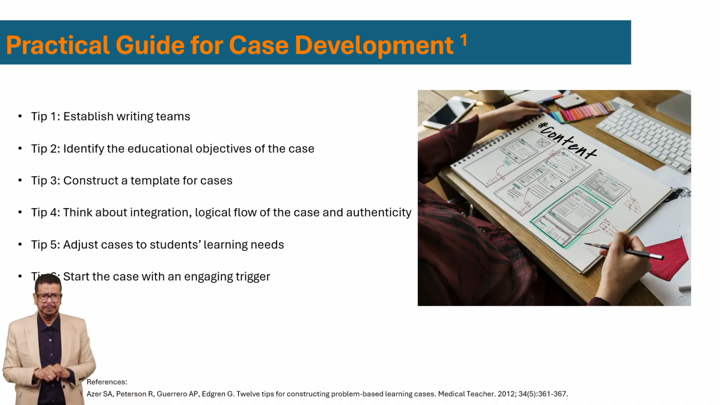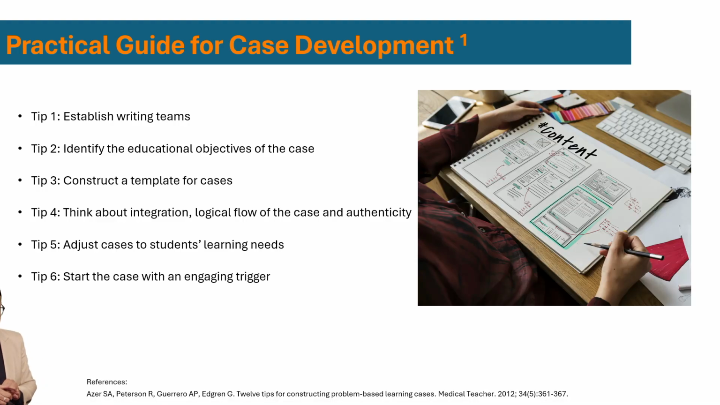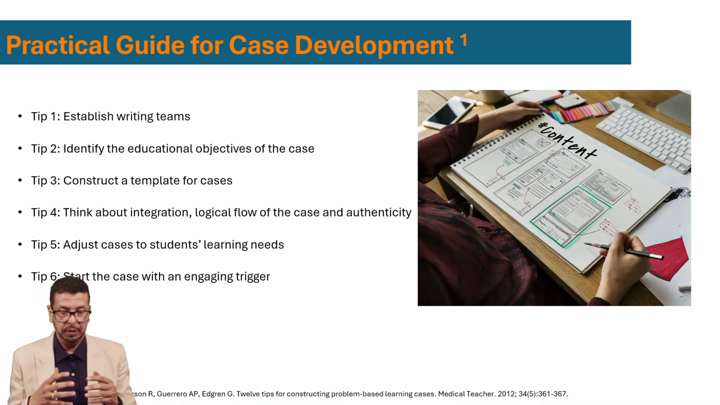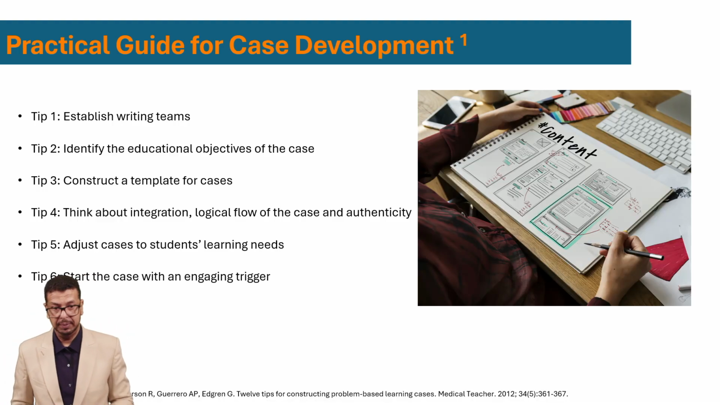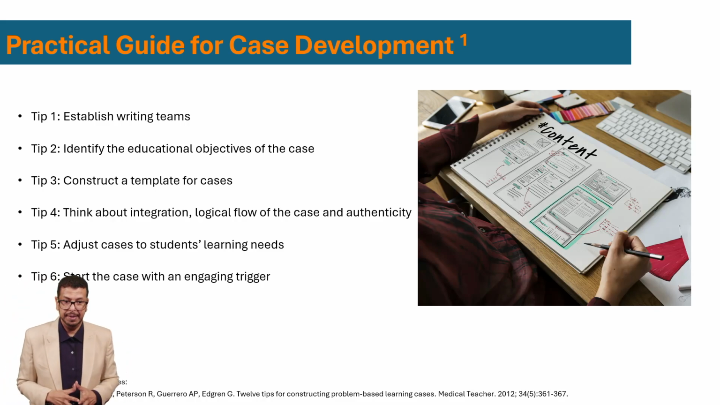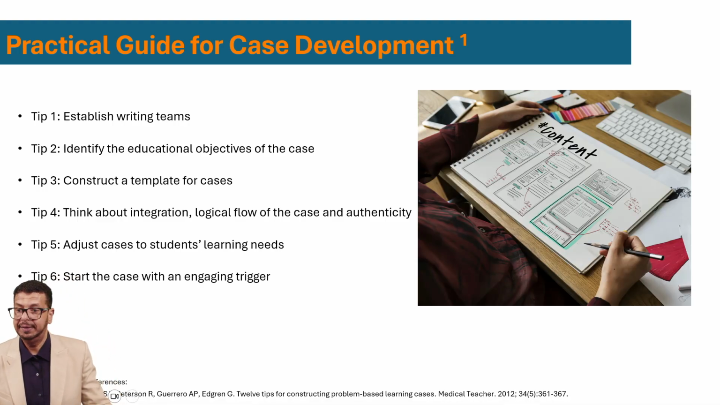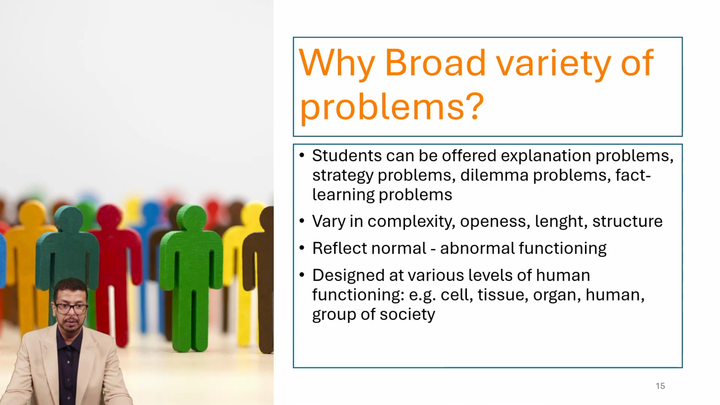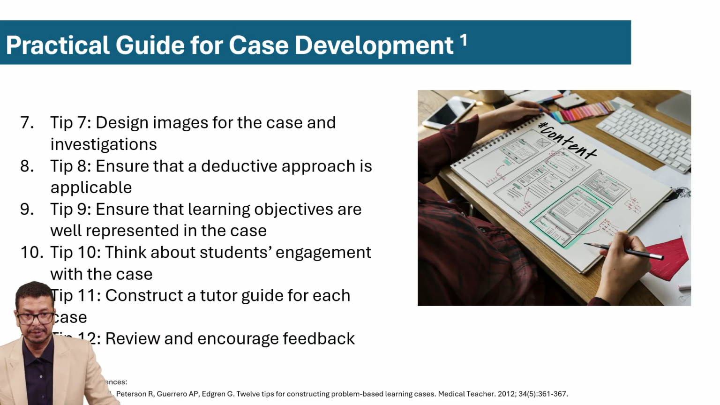This is very important. 12 tips for constructing problem-based learning. I brought these tips from this published article, and you can read this article for detail. In order to write a very good case scenario, you can start with the following. You have to establish the writing team, identifying the objective. Then you have to have a template. Think about integration, adjust cases to the students' learning needs. Start the case with an engaging trigger, and you can think about this 3 for the engaging triggers.